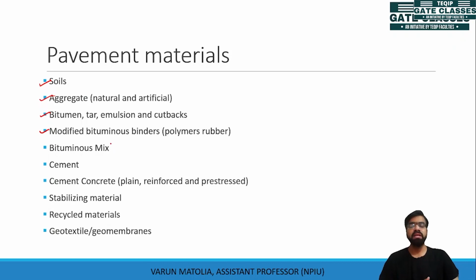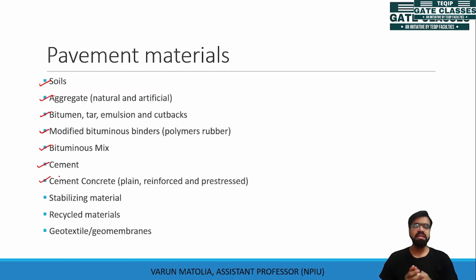Then we have bituminous mix, the mix of your bituminous binder and your aggregate. This is known as bituminous mix. Talking about your rigid pavement, we have binder, which is cement. Then we mix binder with aggregate with the help of water, and we make concrete, which is known as cement concrete. Cement concrete can be plain concrete. Plain means without steel bars. It may be reinforced concrete. With the help of steel bars, we provide more strength to this cement concrete.